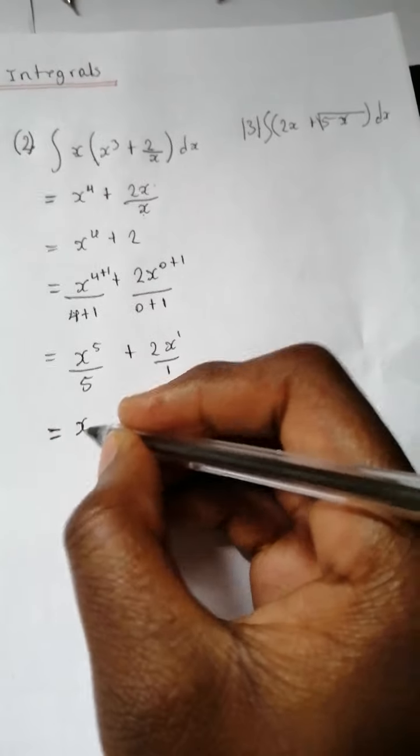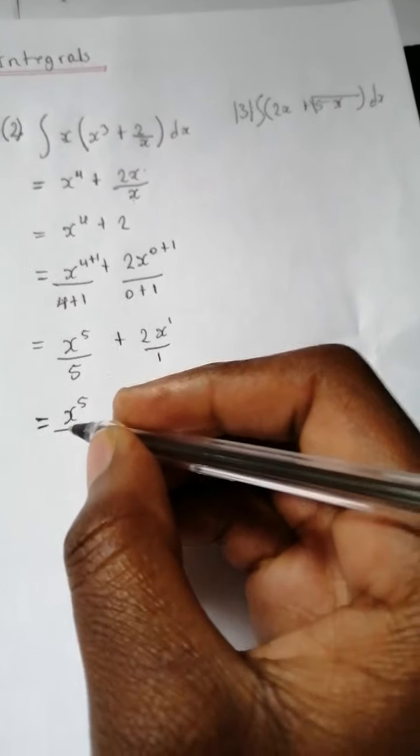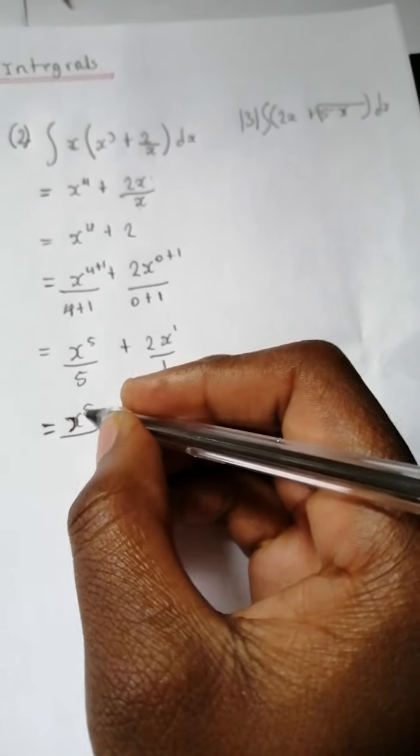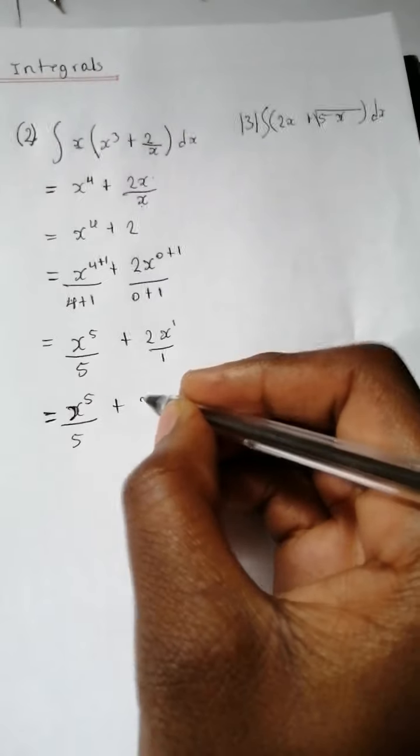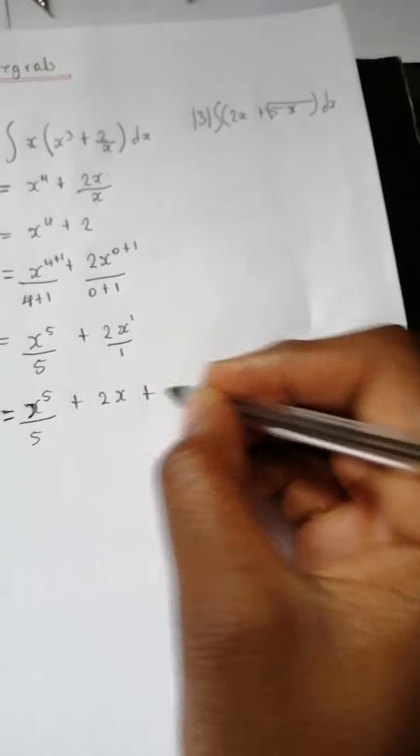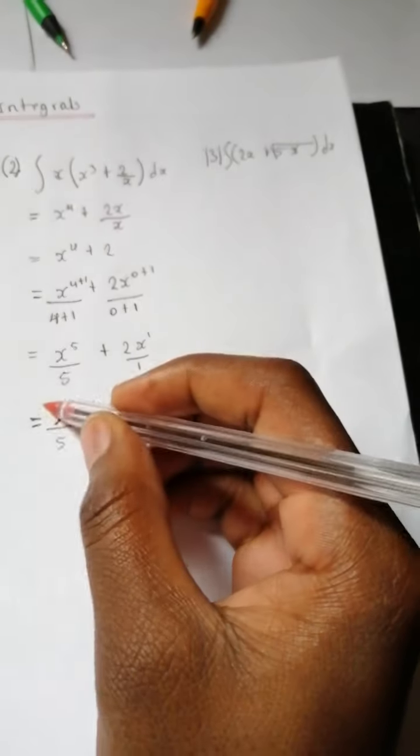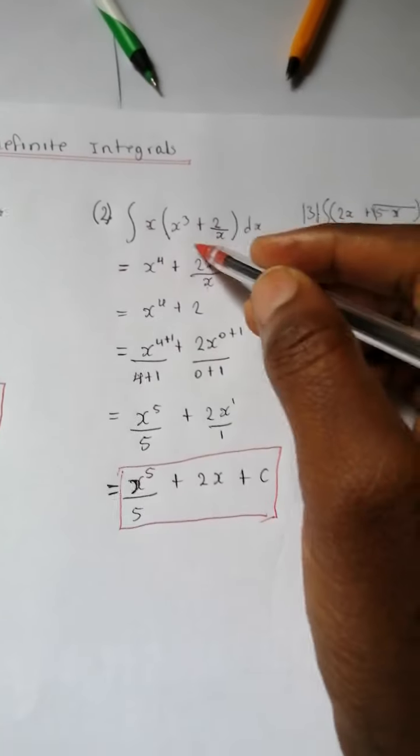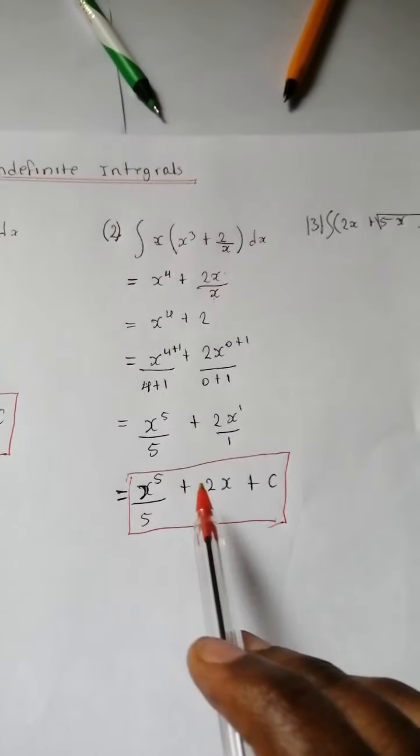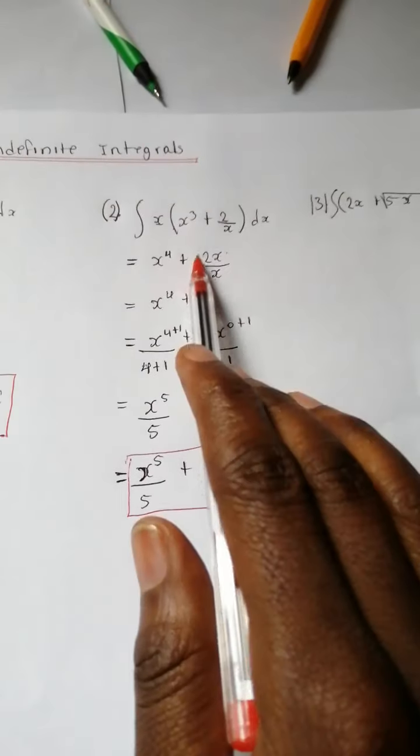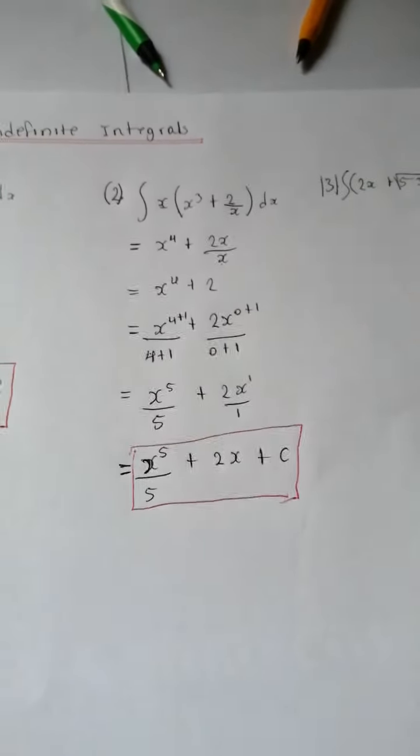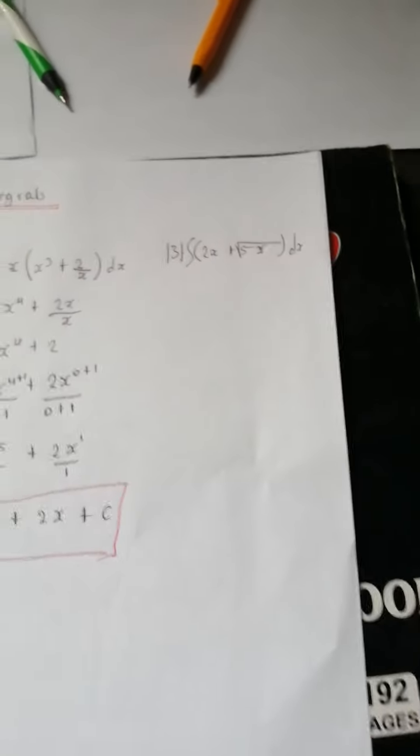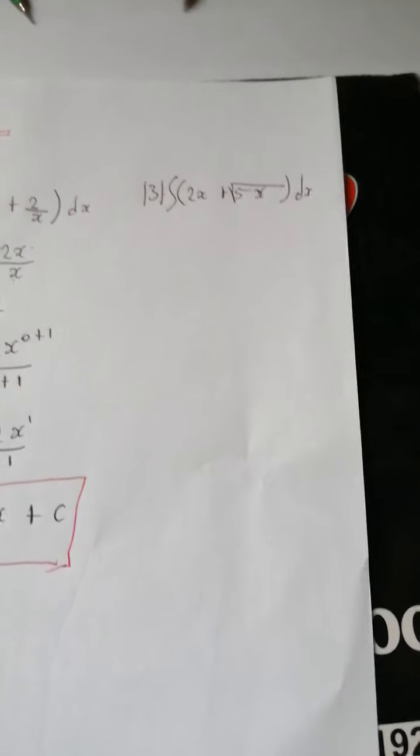When we rewrite it, it is going to be x raised to the power 5 over 5 plus 2x plus c. So this is the indefinite integral, or the antiderivative, of this function. So that's the answer. Without wasting time, let's move on to question 3. For question 3, we have to find the antiderivative.